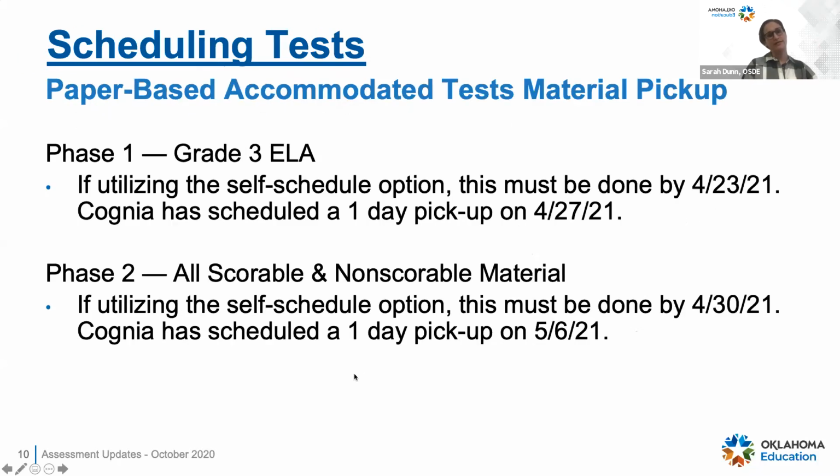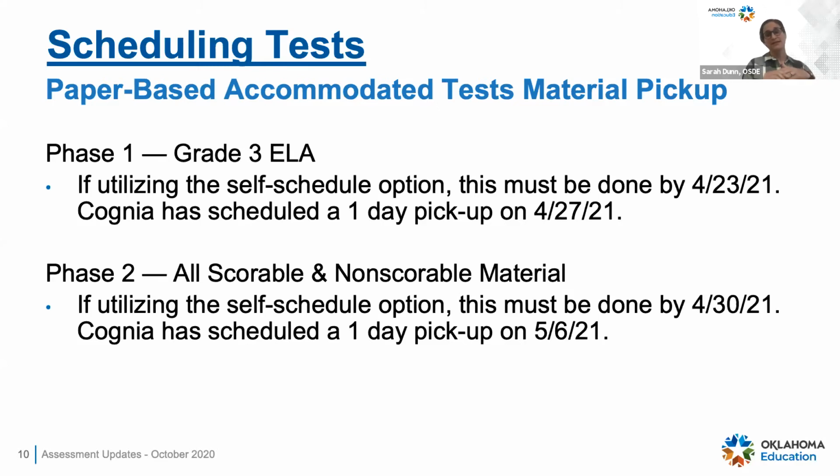A new thing that we have this year, since we have moved all online, is we've consolidated the shipping process to return the paper materials. It used to be in 3 phases, and now it is only in 2 phases. The first phase will be to return all of the grade 3 materials. In that, Cognia has scheduled for your districts a pickup date of April 27th. If you want to have a sooner pickup date, you can do that. You schedule that in the OSTP portal, but it needs to be done prior to April 23rd.